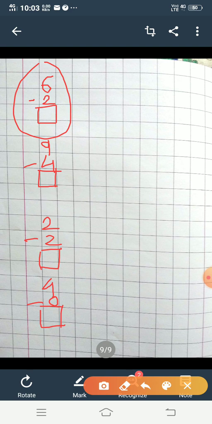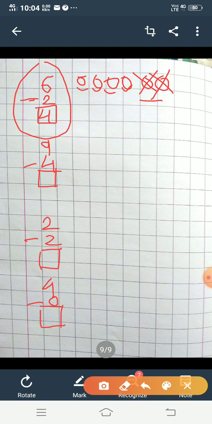6. So we will draw 6 circles here, 1, 2, 3, 4, 5 and 6. Which is the smaller number? I wrote 2 just below the 6. 1 and 2. We will cut 2 circles. How many circles are remaining here? 1, 2, 3, 4. So the answer will be 4.